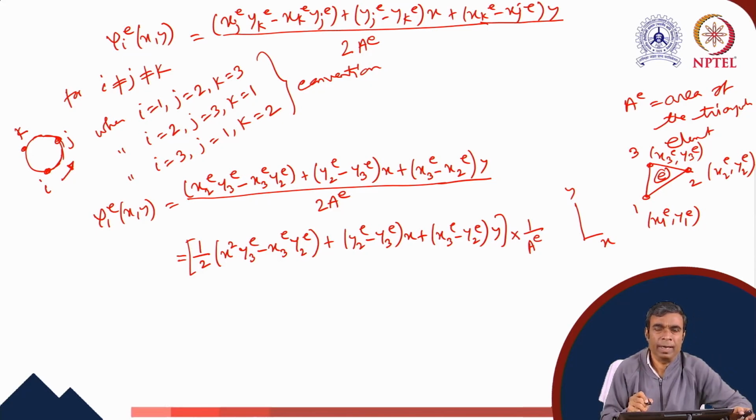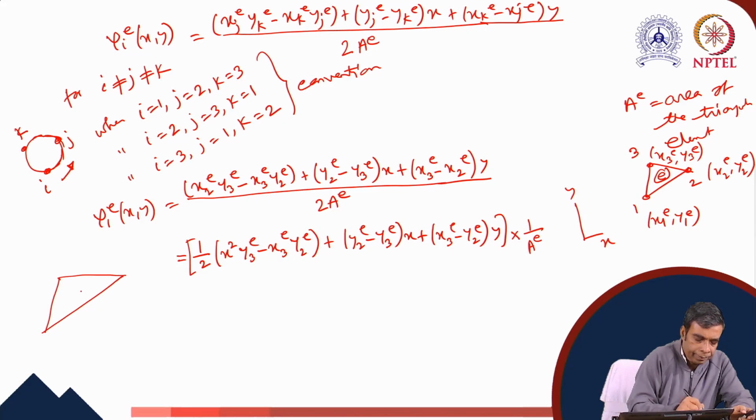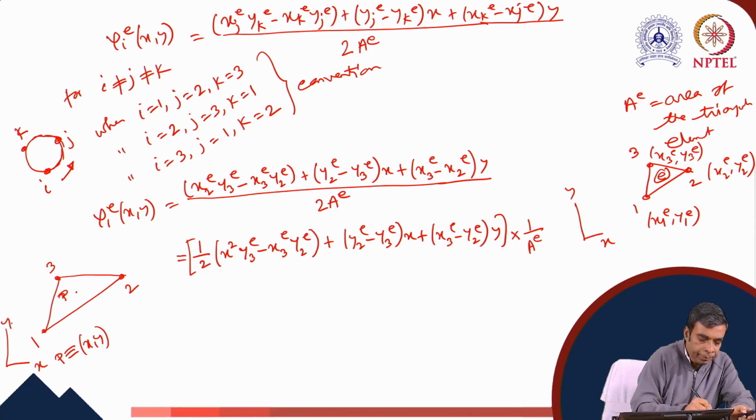Therefore, the shape function at local node 1, psi 1e, represents the ratio of two areas: the area occupied by a smaller triangle within the element that is created by the local point P with coordinates x and y, divided by the actual or total area of the given element. This can be interpreted as follows: this is an arbitrary point P within this element. This P has coordinates x and y. The local nodes are 1, 2 and 3. This is the global coordinate system x, y.